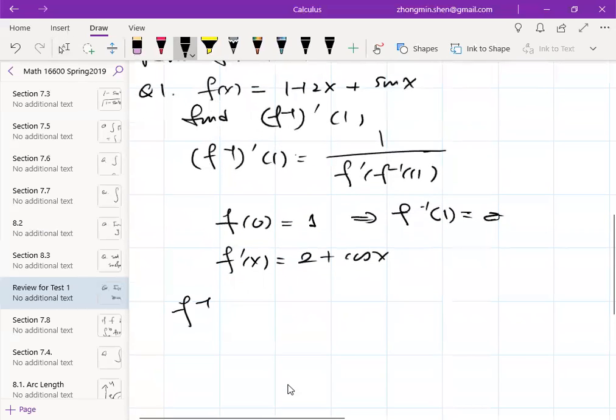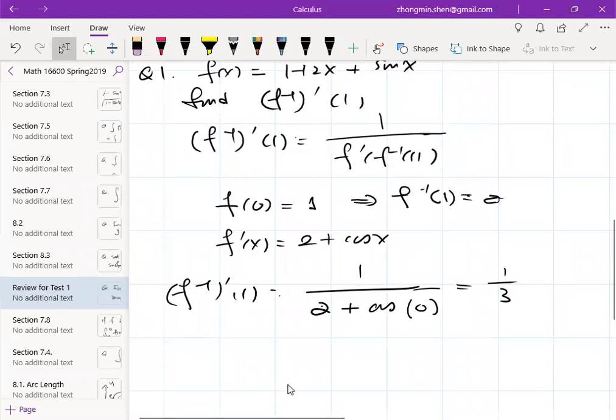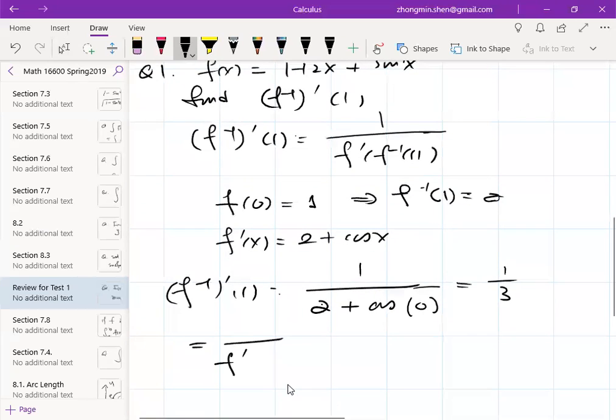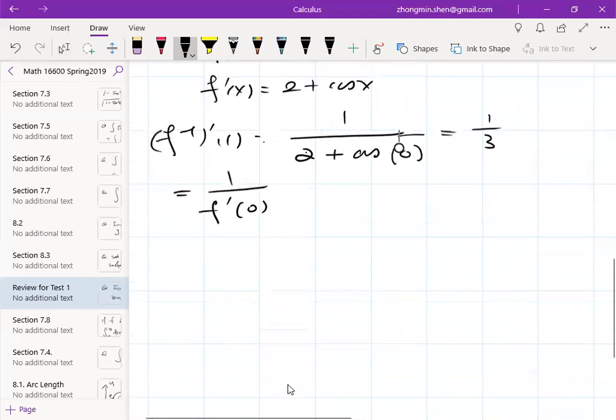Then you plug them into the formula. You will get 2 plus cosine of f inverse of 1, which is going to be 0, right? So it's going to be 1/3. Yeah, this is actually going to be f prime of 0. So f prime of 0 is going to be 3. So that's it. We solved this problem.